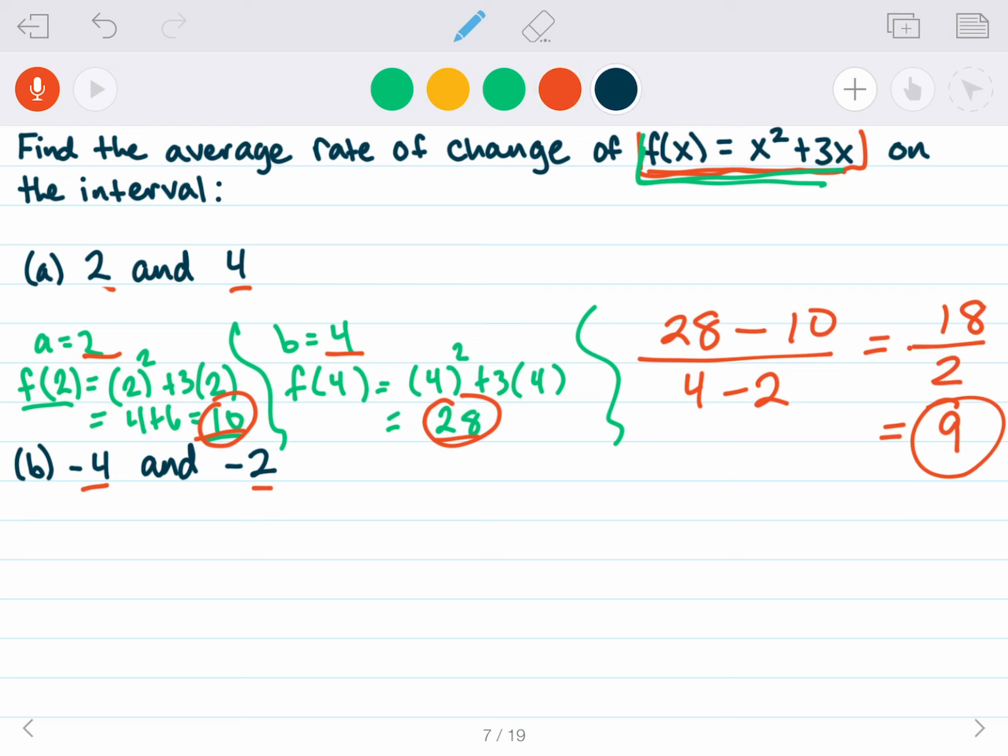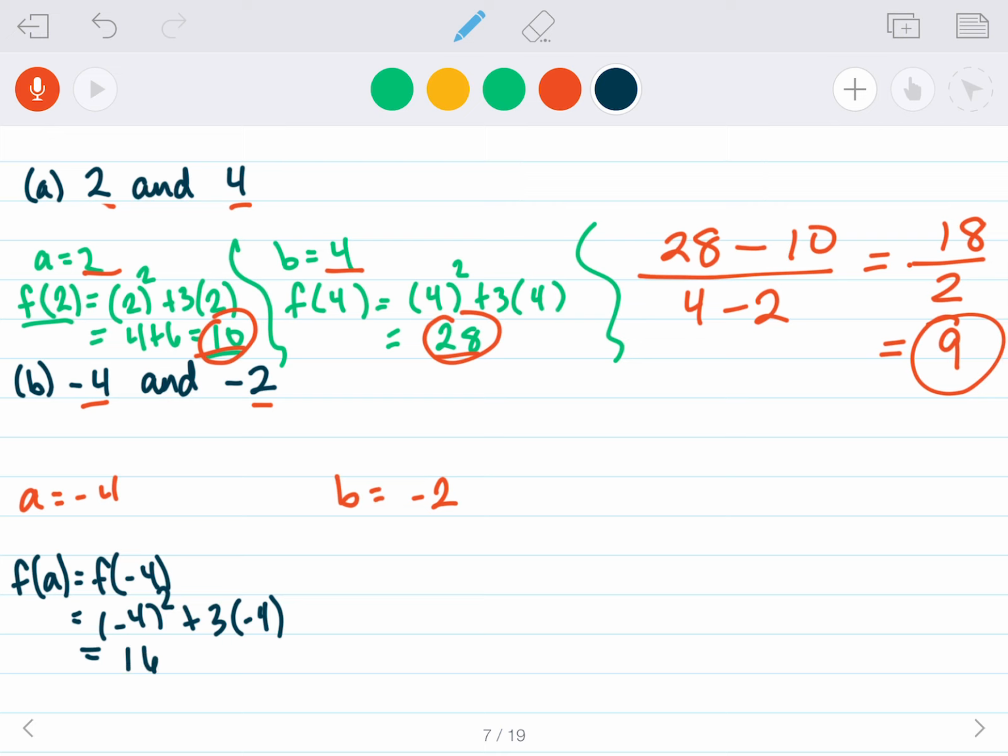What about -4 and -2? So here our starting value is A equals -4. Our ending input is B equals -2. To see what f of A is, we're just going to plug in f of -4 into our function rule. So -4 in for x, you get -4 squared plus 3 times -4. That's going to give us 16 minus 12, which is 4. So f of A is 4.